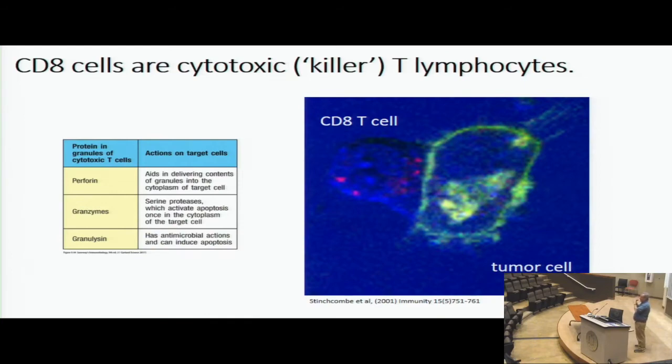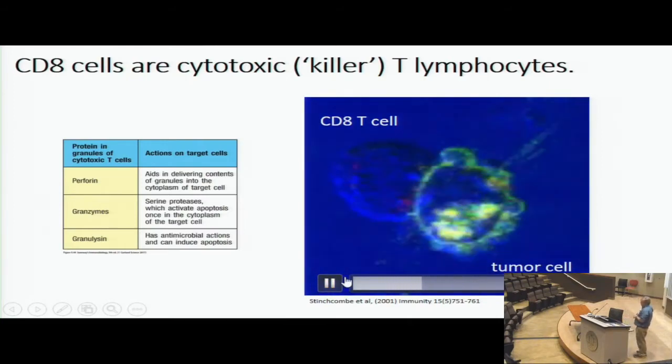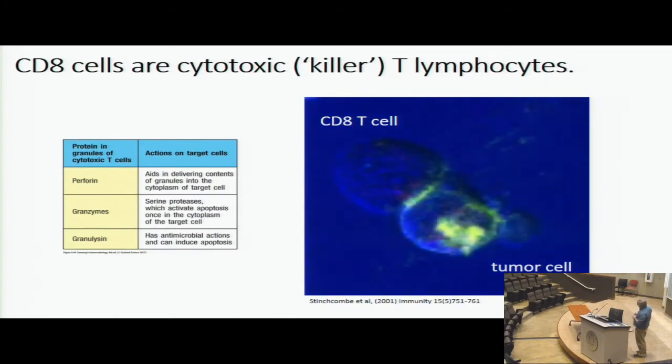It perforates it much in the same way as, you remember in complement, the membrane attack complex makes these holes in the membrane of the bacterium. And then things like granzymes can get into the infected cell, and that triggers apoptosis. So this is a little movie here. First you'll see that the granules will move to the interface between the T cell and the tumor cell, which in this case is the antigen-presenting cell. And then this tumor cell will start blebbing because it's undergoing apoptosis. So blebbing is where the cell sort of breaks up into blebs, and then they can be internalized. So you see all the little red granules move to the interface, and now the tumor cell is blebbing because it's undergoing apoptosis and it's dying.